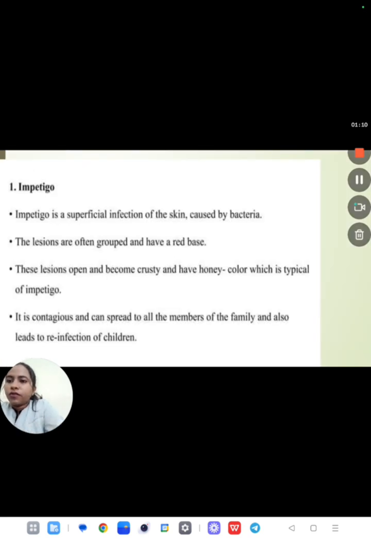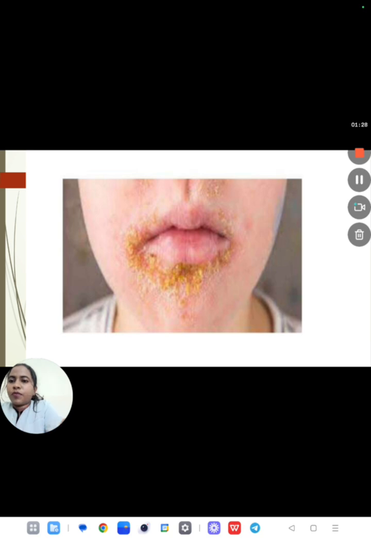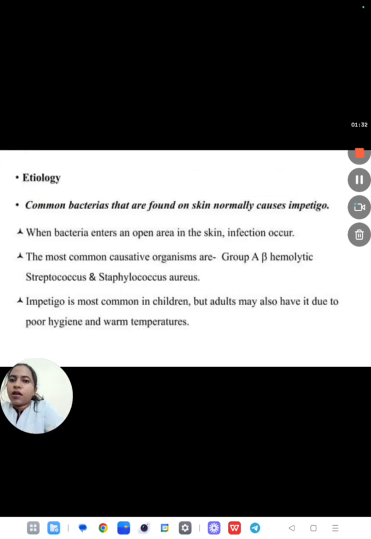Impetigo is a superficial infection of the skin which is caused by bacteria. The lesions are often grouped and have a red base appearance. The lesions open and become crusty and have a honey color which is typical of impetigo, which is contagious and can spread to all members of the family and also lead to reinfection of the children. So this appearance we'll call a honeycomb color appearance.